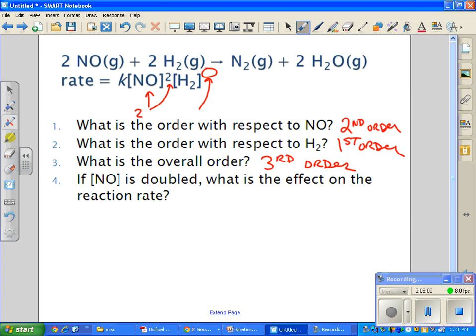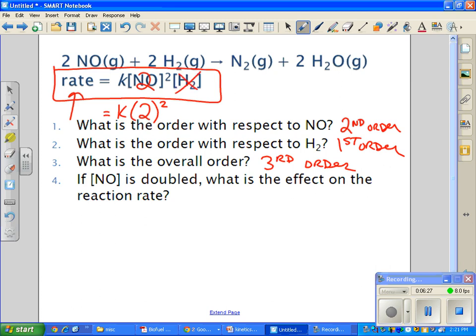Then finally, what if NO is doubled, what is the effect on the reaction rate? This allows us to say what if mathematically. This is where we can use this with a little simple math. If we have our rate law right here, and I want to know what the rate change is going to be, they're telling me that on a double NO. So what I'm going to do is plug a 2 in there for NO. K is going to stay the same. And the value of H2 isn't changed, so we don't even care about it.